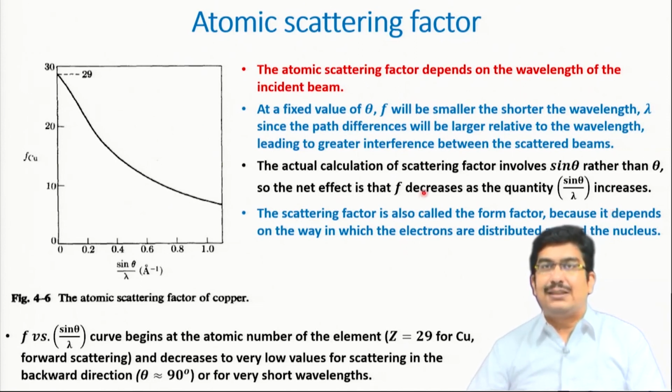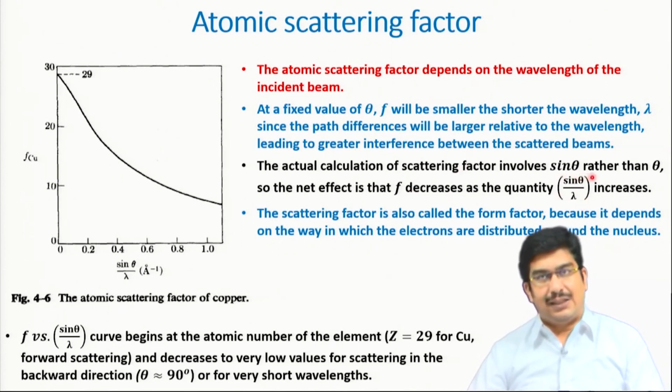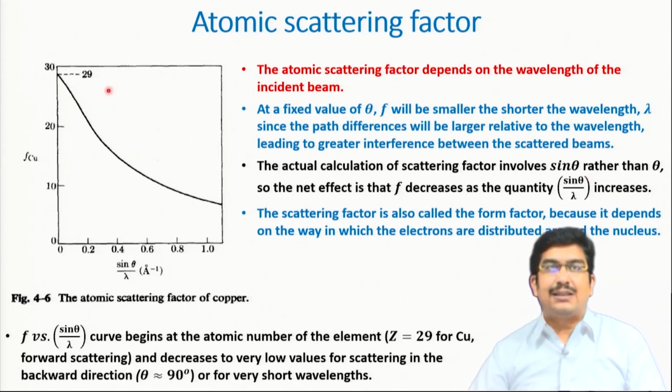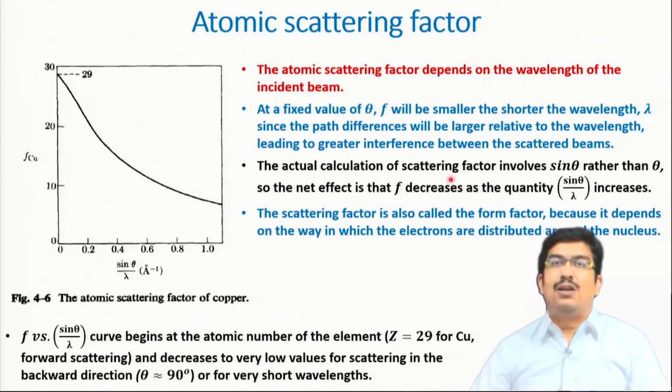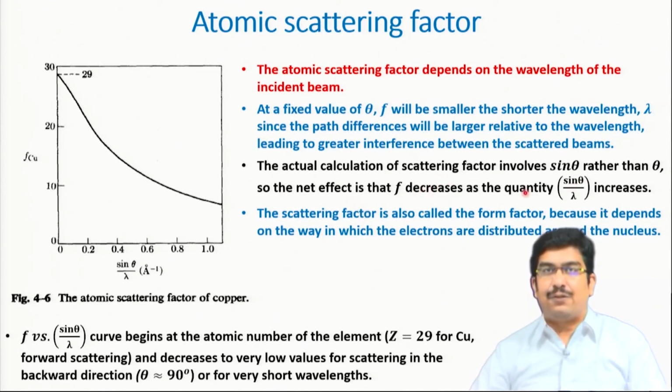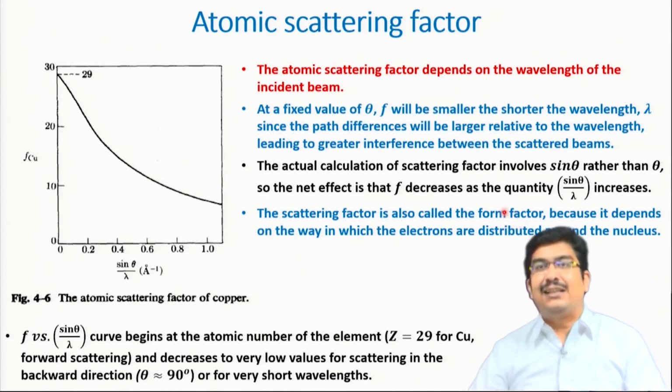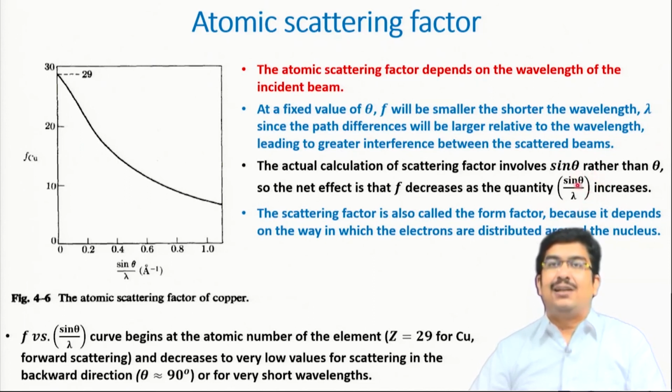So this is the final relationship that we can get about the atomic scattering factor. F is inversely related to lambda and directly related to sin theta. Okay, sorry, I said it the other way around. Basically, f is inversely related to sin theta and directly related to lambda. If lambda decreases, f will decrease. If sin theta increases, f will decrease. So ultimately, if this entire term sin theta by lambda increases, then overall f will decrease.